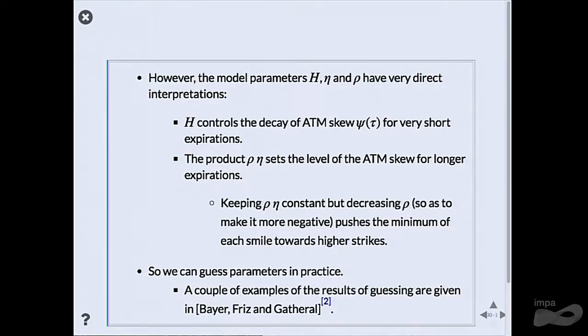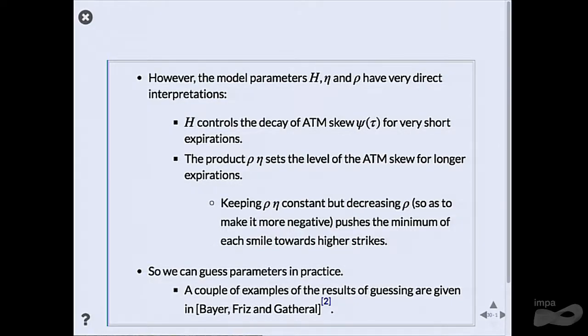The product vol of vol times correlation sets the level of the at-the-money skew for longer expiration, so let's just say 1 year. You play with that product until you match the level of the skew, and then having determined the product, how do you determine rho and eta separately? Well, you look at one smile, for example, a very short-dated smile, keeping this product constant. As you make rho more negative, the minimum of the smile goes to the right and lower down. So you just keep playing with that until you match, and now you have a good guess.